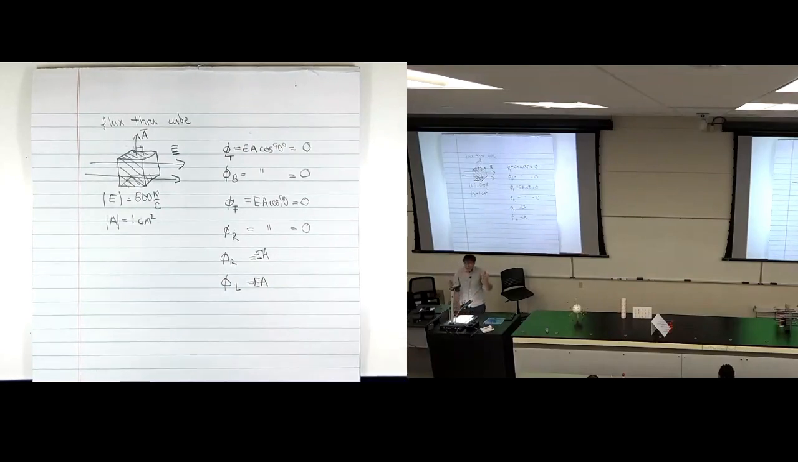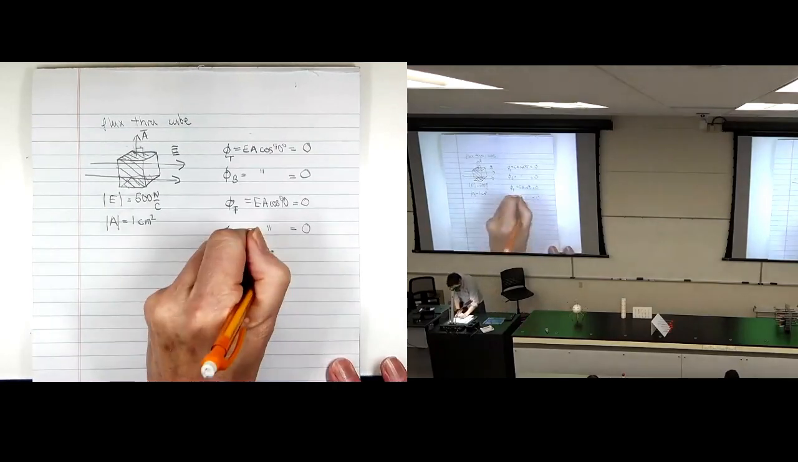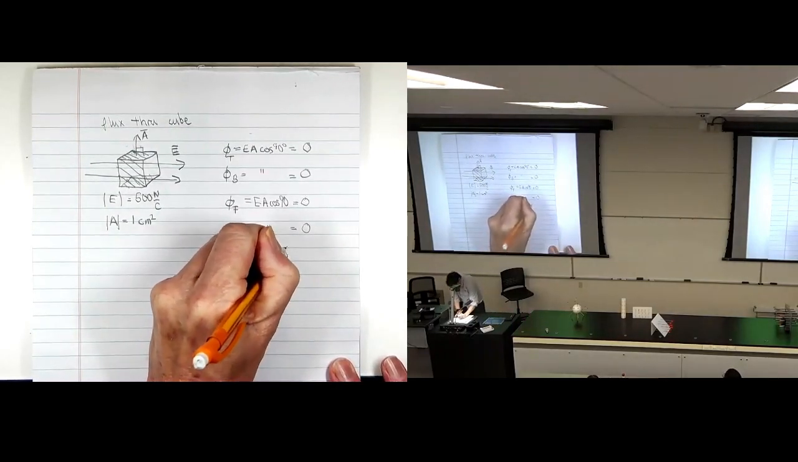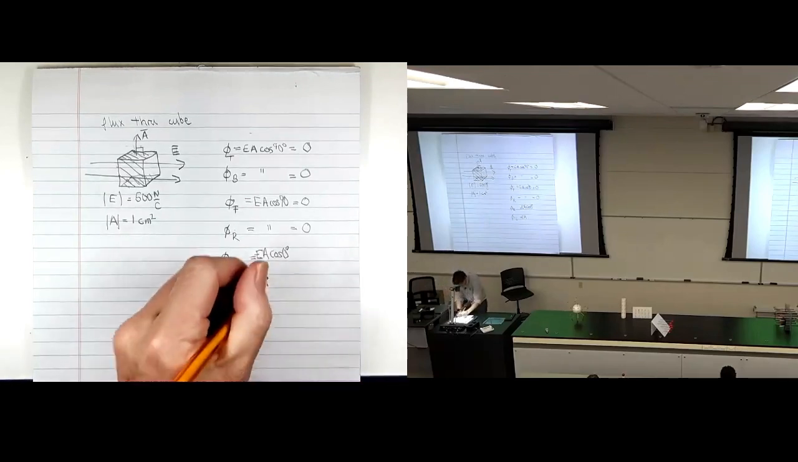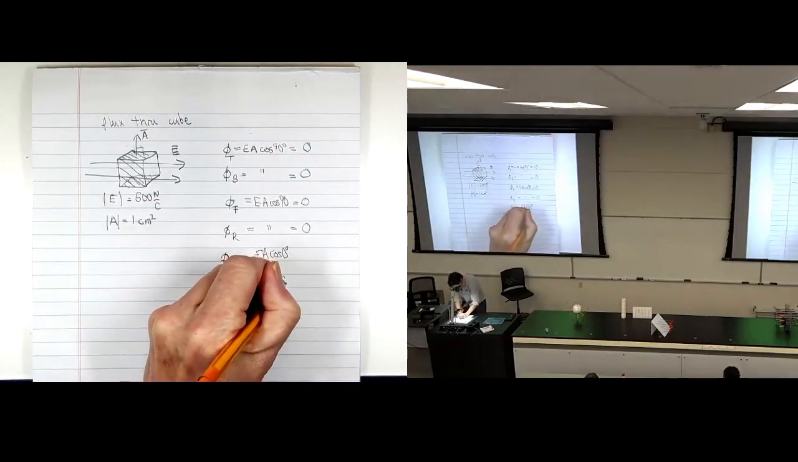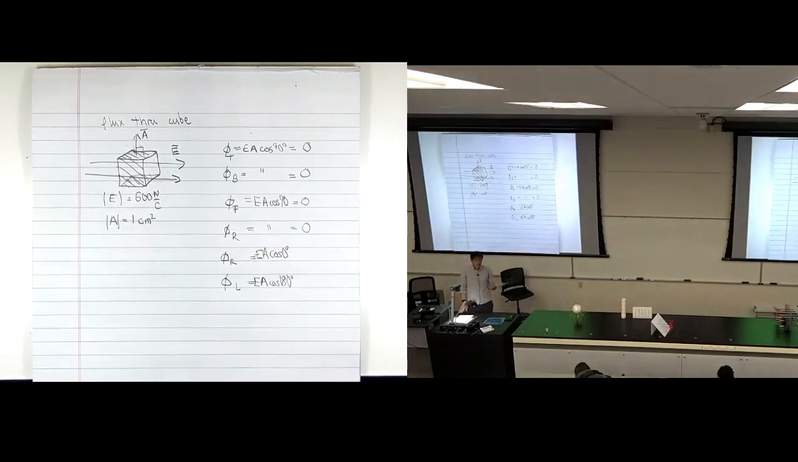But now, think about that area vector A. For the right-hand face, it's going to be pointing out of the cube, so it's going to be pointing towards the right. So it's exactly in the direction of the vector E. So this will be cosine 0 degrees. For the left-hand face, this is the face over here, it's going to be pointing out of the cube, so towards the left. It's pointing in the direction opposite to E, so that's 180 degrees. Cosine of 0 is 1. Cosine of 180 is -1.